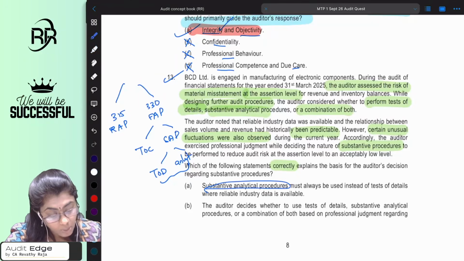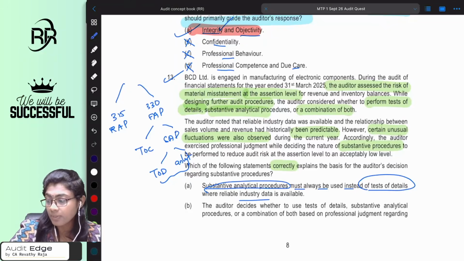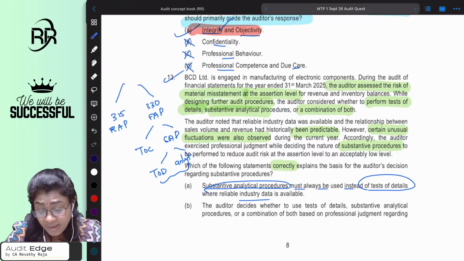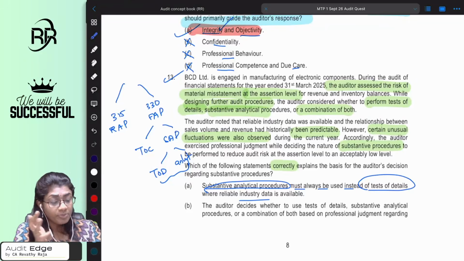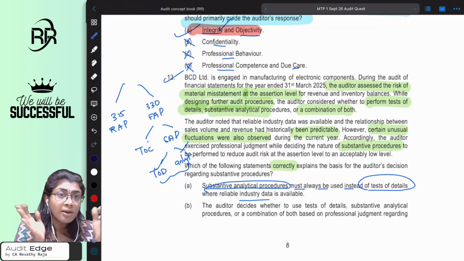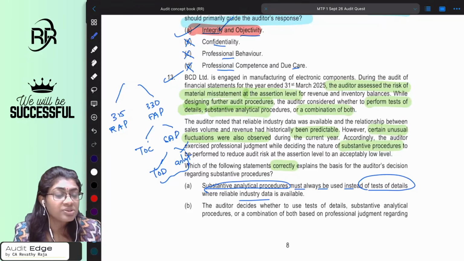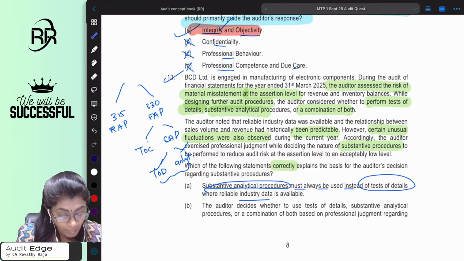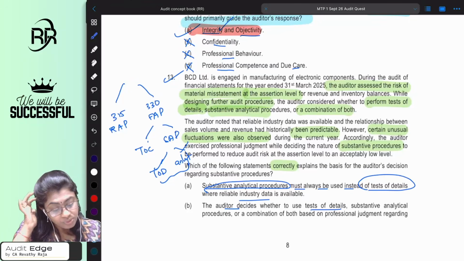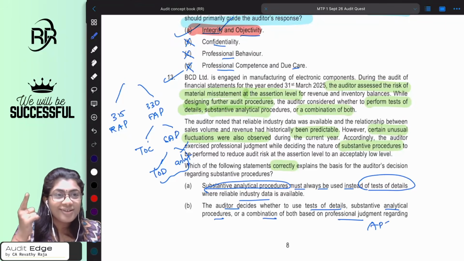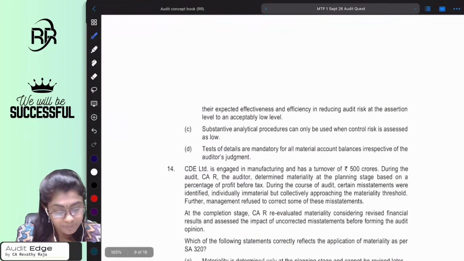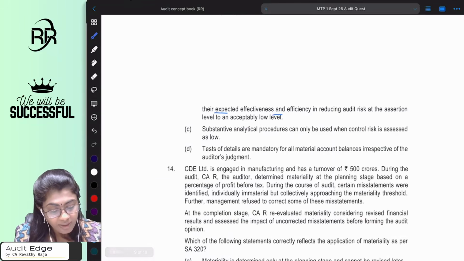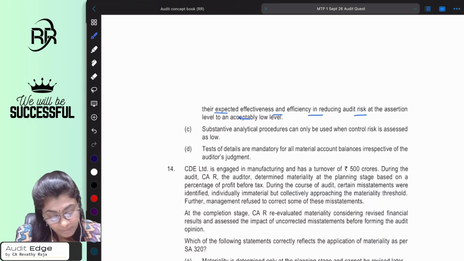Substantive analytical must always be used instead of test of details if data is available. See, in SA 330, they say you can perform test of details, you can perform analytical, but a combination of both is most responsive. Here they are saying instead of TOD, you cannot avoid test of details. The auditor decides whether to use test of details, substantive analytical or a combination based on his APJ, auditor's professional judgment. Their effectiveness in reducing the risk to an acceptable level.